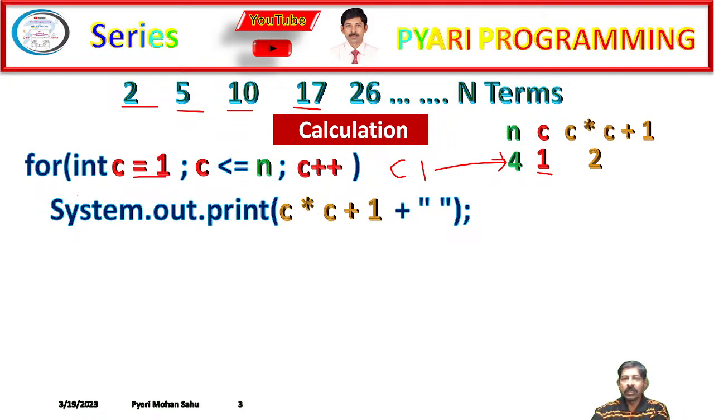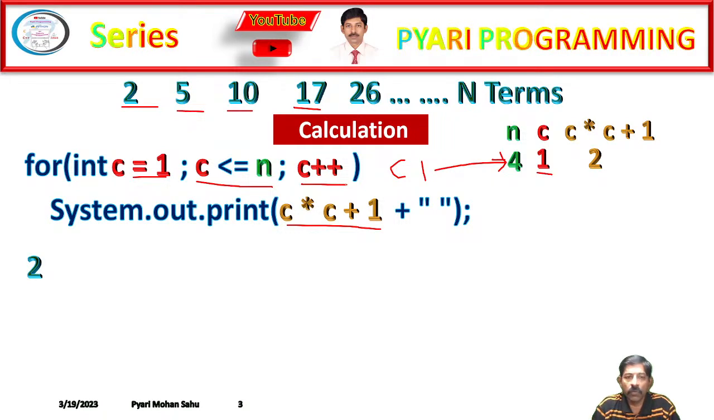Now C is less than equals to N. What is C value? 1. What is N value? 4. 1 is less than equals to 4. It is true. The condition is true. So that's why I will get inside the body and I will calculate this one. C square plus 1. What is C? C value is 1. 1 square is 1. Plus 1 is 2. So once I display this, after that I will do the counter updation part.